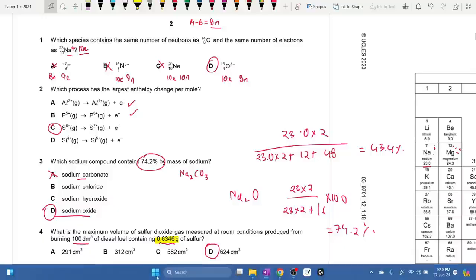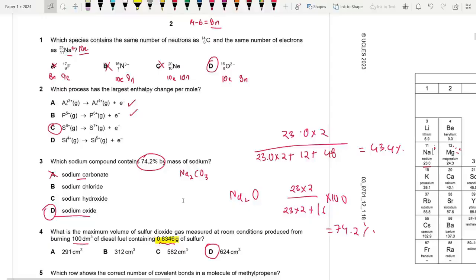Okay then, so for question number 3, which sodium compound contains 74.2% by mass of sodium? So as I said, this is a trial and error question. So the answer tends to be D. So I'm pretty sure if you just see a trial and error question and just mark D, like 6 or 7 out of 10 times, it's gonna work out. So if you don't have time anymore or something, just go for D. It'll work out. So the answer is sodium oxide, Na2O.